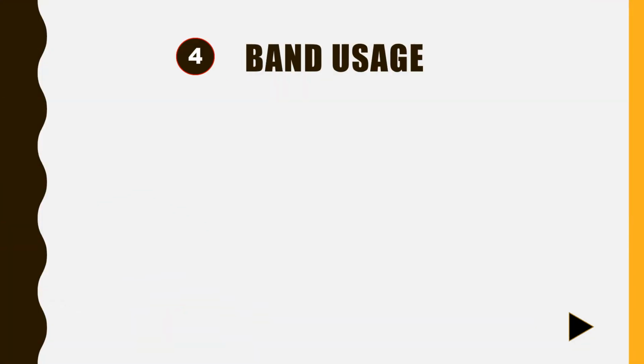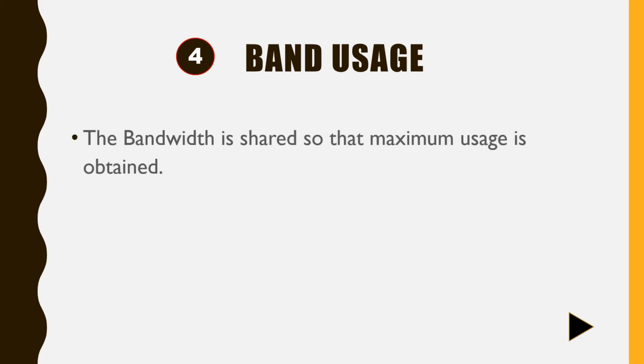This slide shows you the band usage, that is the fourth characteristic of the transmission media. Band usage means the way of using the transmission media, that is, how you share a transmission media between two systems. Here the bandwidth is shared so that maximum usage is obtained. There are two types of band usage: the first one is baseband and the second one is broadband.